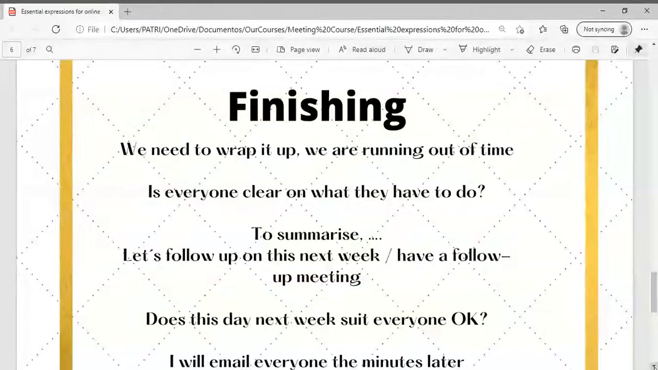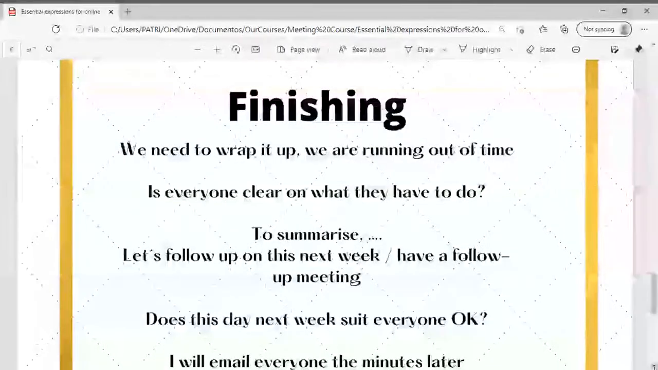We're running out of time. Running out of time means that you almost have no time left. Okay, the time for the meeting is almost finished. So we need to wrap up the meeting. We're running out of time.